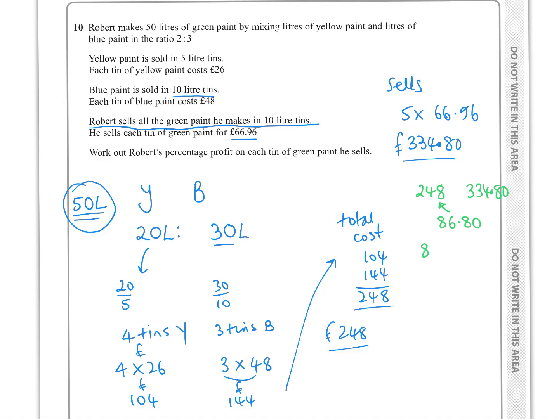Okay, so we're going to have 86.8 divided by, or compared to, £248, and to make it a percentage we'll times by 100, because this will just be a decimal, won't it? So if we do 86.8 divided by 248, that's 0.35, and of course if we times that by 100, that's going to be 35%.